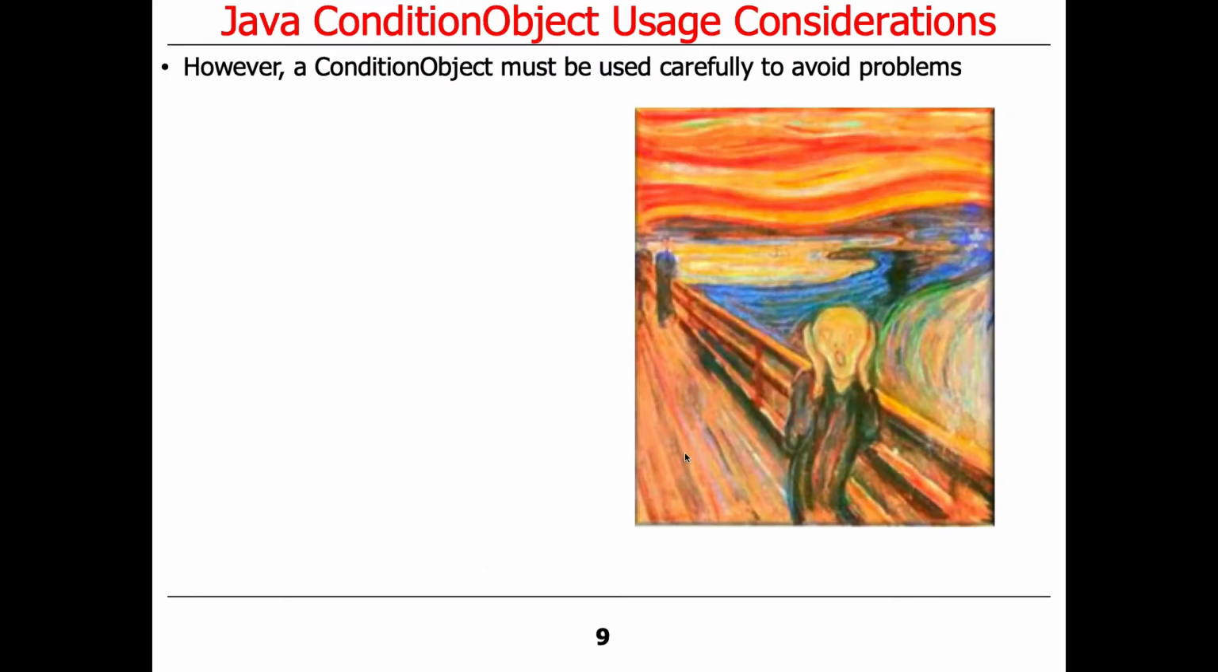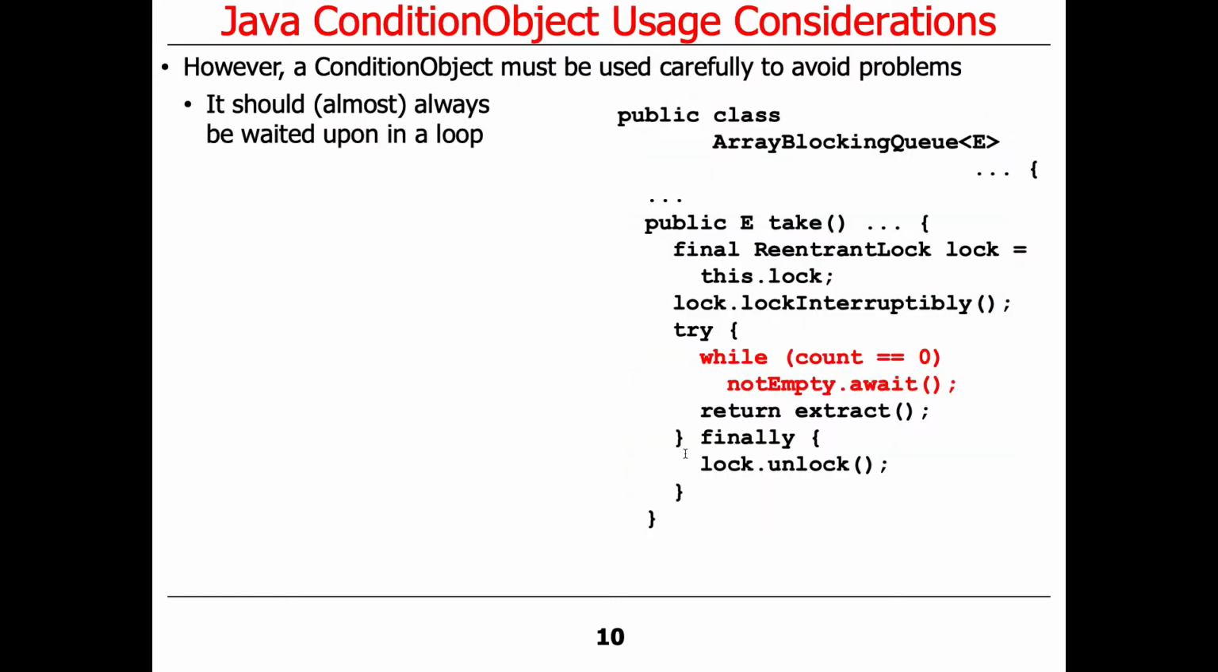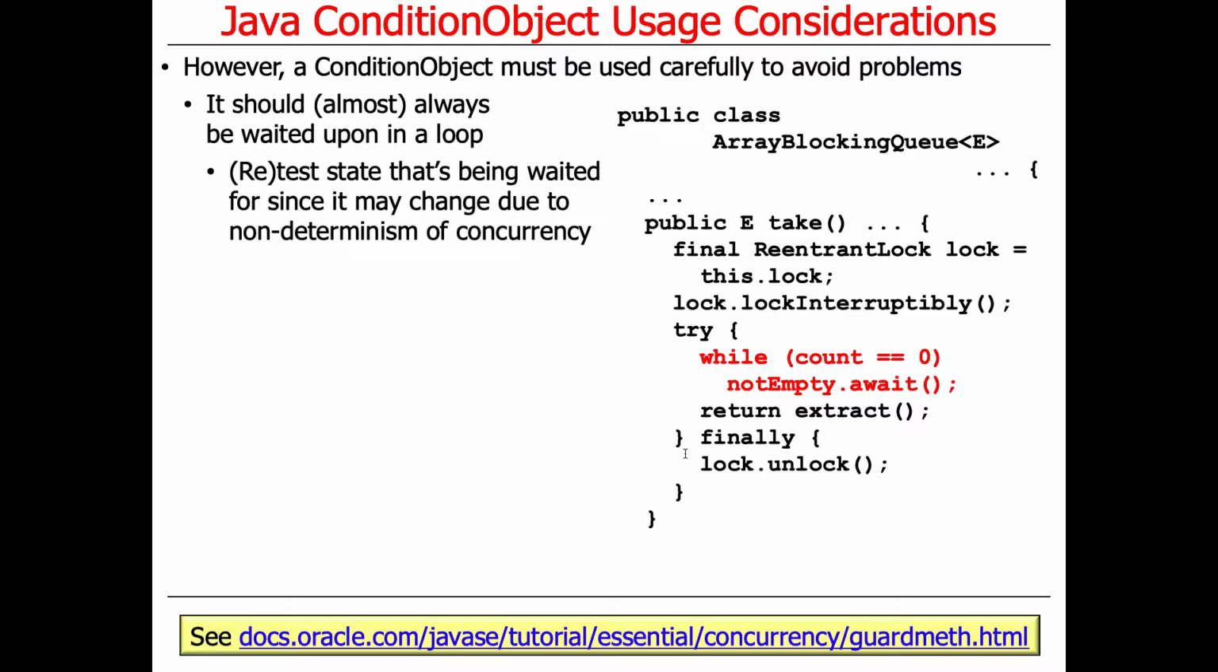However, you've got to be careful. There are some subtleties that make ConditionObject tricky to use in practice. It should almost always be waited on in a loop. So you'll nearly always see it used like this. This is the guarded suspension pattern, where you wait for some condition to be satisfied. Ironically enough, part B of the third programming assignment will actually violate this particular rule, but there's a good reason for it, as we'll see.